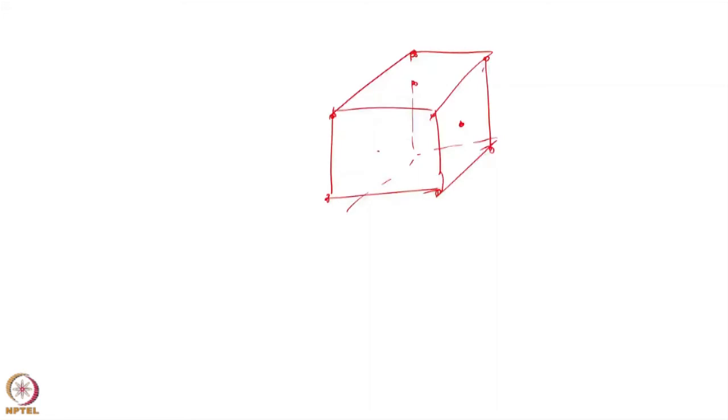Actually, this drawing does not indicate the fact that you can consider the atom as a sphere. So at the center there is a large sphere, then there is a sphere here, and a sphere here. There are four atoms per unit cell.